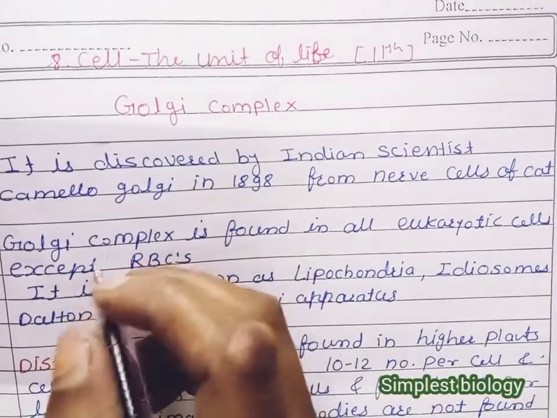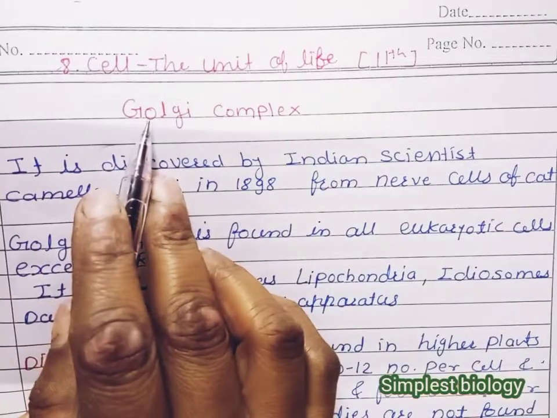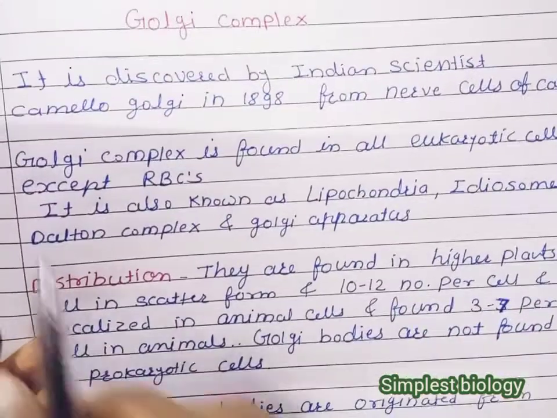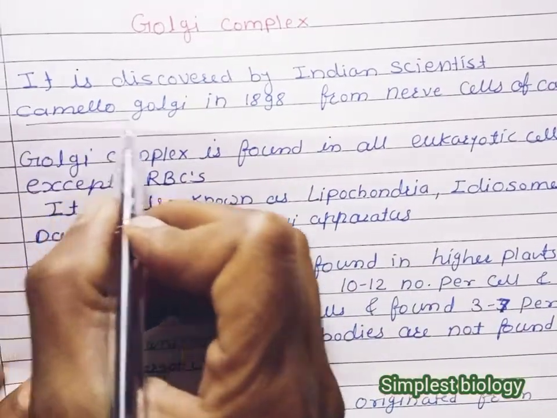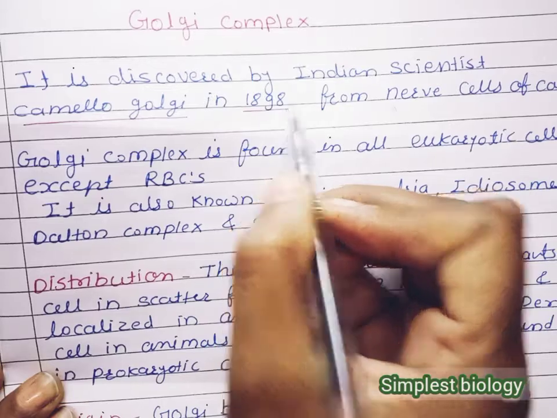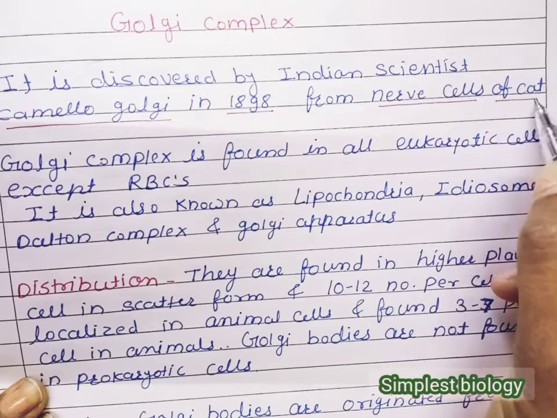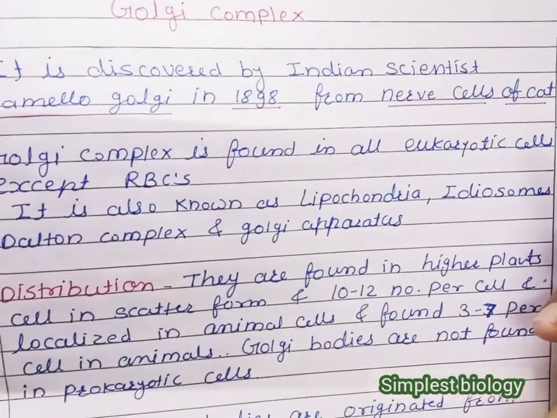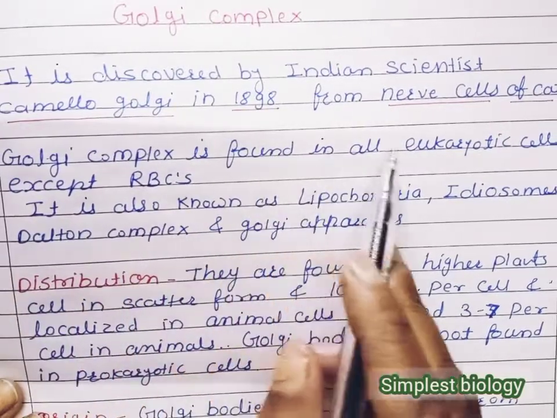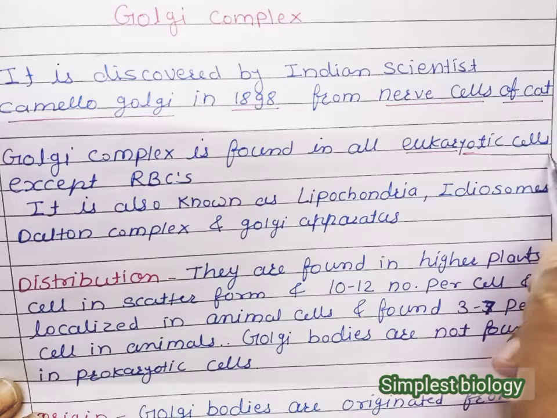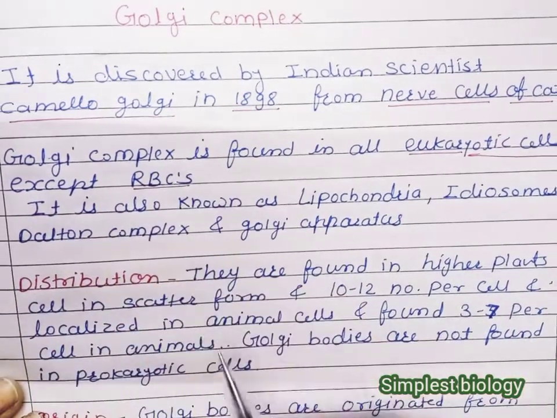Hello student, we continue the topic Cell the Unit of Life, class 11th, with the topic Golgi complex. It was discovered by Indian scientist Camillo Golgi in 1898 from the nerve cell of a cat. This is an important term, most of the time asked in the NEET examination. Golgi complex is found in all eukaryotic cells, meaning it is absent in prokaryotic cells except human RBCs.